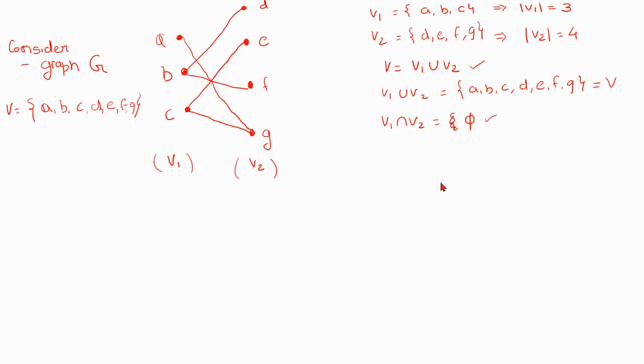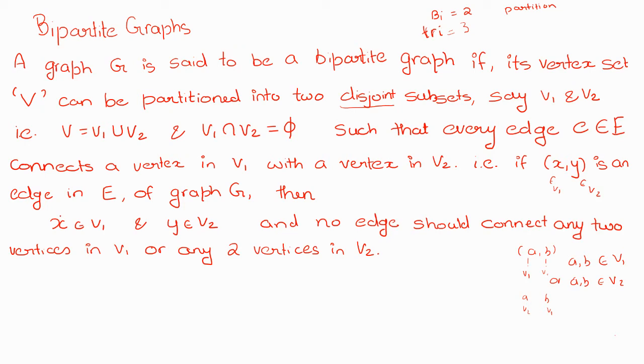Now, this is our edge set. Let me write our edge set, that is AG, BD, DF, CE, and CG. Okay. Now this is our edge set. Now, what is our condition? That every edge E belonging to E connects a vertex in V1 with a vertex in V2.